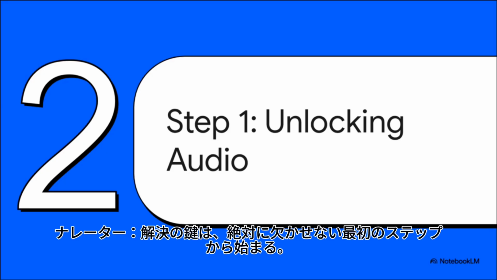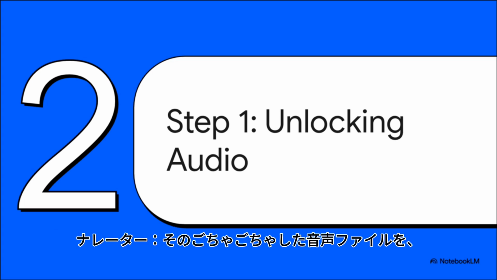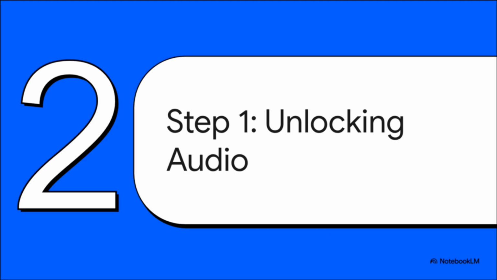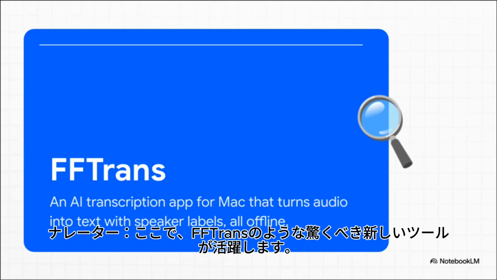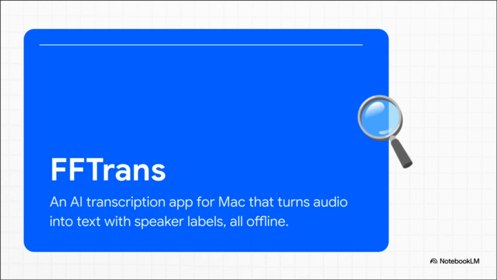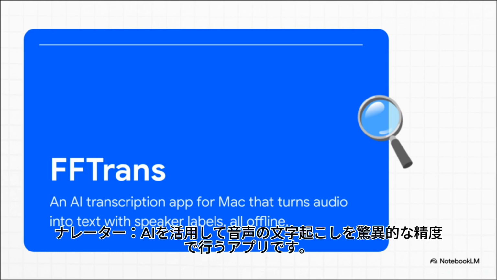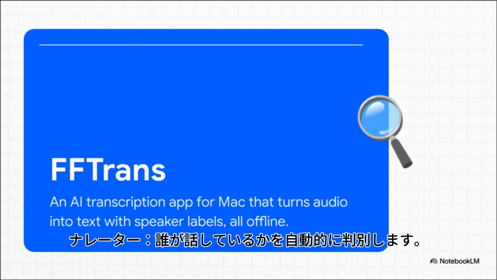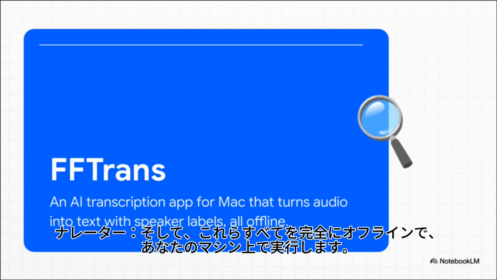Well, the whole solution starts with one absolutely crucial first step. We have to turn that messy audio file into clean, high-quality text. We need a great transcript. And this is where amazing new tools like FFTrans come into play. This is an app built for Apple Silicon Macs that uses AI to transcribe audio with incredible accuracy. But here's the most important part. It automatically figures out who is speaking. And it does all of this completely offline, right on your machine.